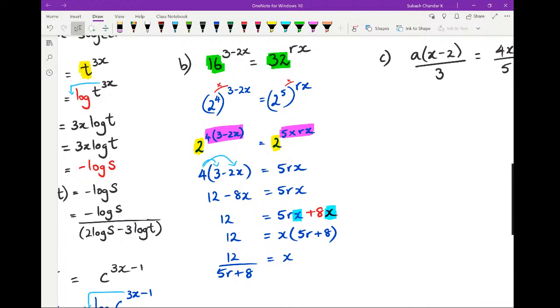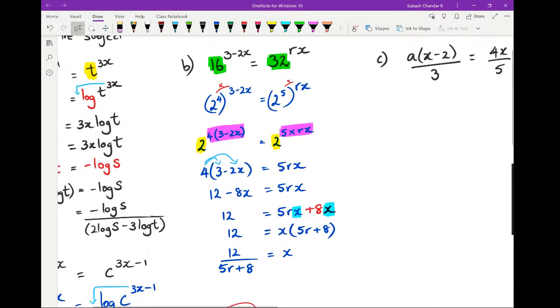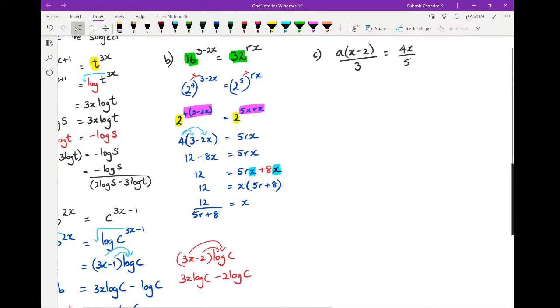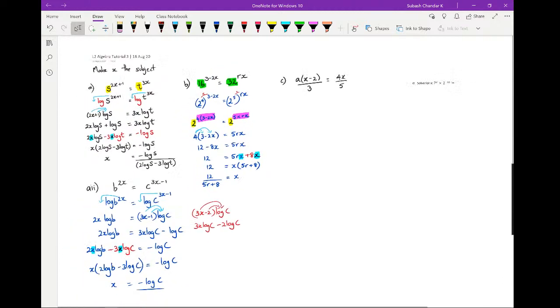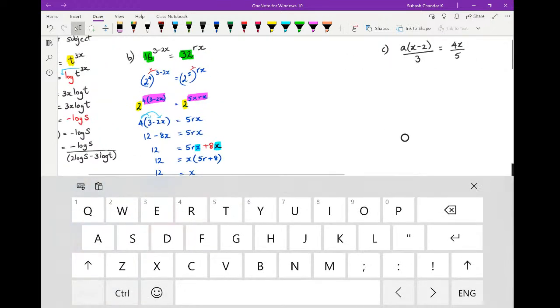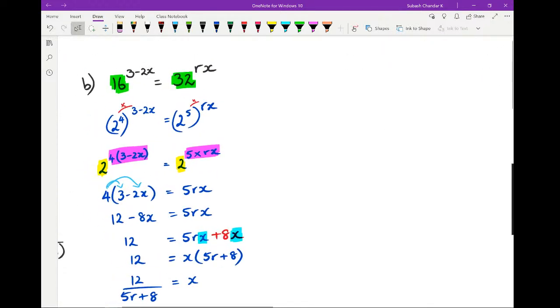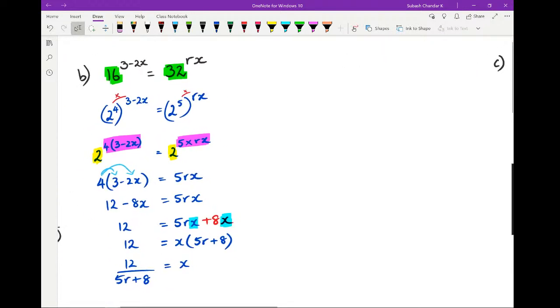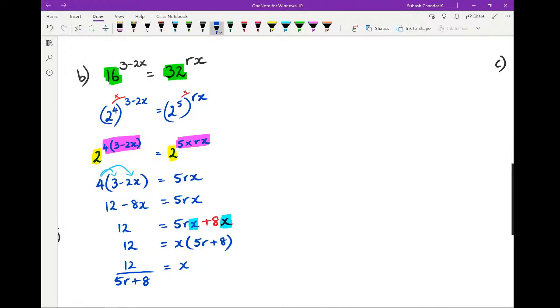Yeah, Mochi, you've got to recognize when to factorize. No, I'll show you guys how to do it with logs as well. Might just need a different space. Give me 1 second. So same question here, but we're going to use it with logs.